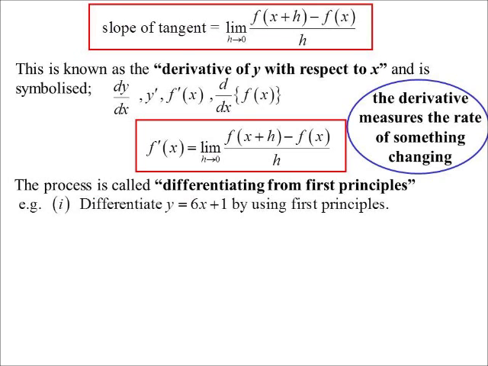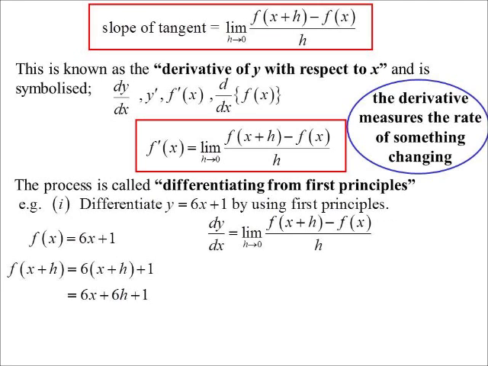So let's pick a simple one. One we should know the answer to, of course, because remember it's representing the slope of the curve. So I've deliberately picked a straight line here because we know what the answer should be. Don't we? No good. Let's have a look. Function x is 6x plus 1. Well, function x plus h, sub in x plus h for x, 6x plus 6h plus 1. So limit as h approaches 0.